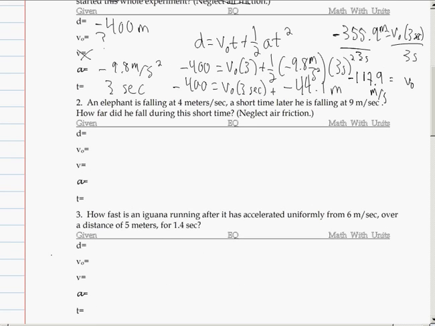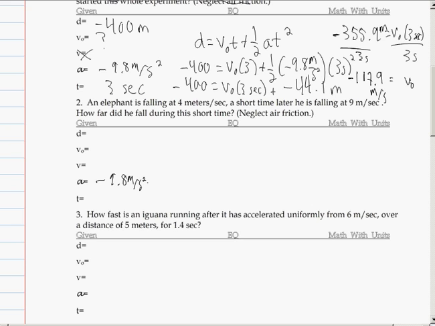Okay. The next one, an elephant's falling at 4 meters per second. In a short time later, it's falling at 9 meters per second. How far did it fall during the short time? Again, you're neglecting air friction. So we're going to say the acceleration right away is negative 9.8 meters per second squared.